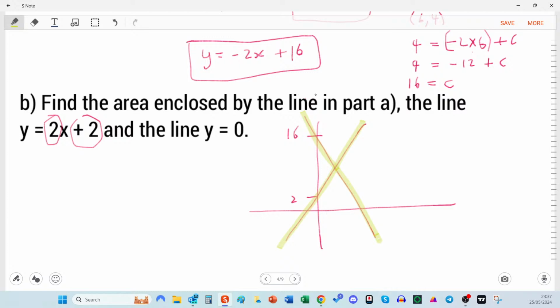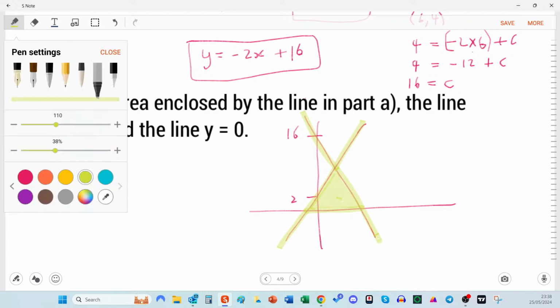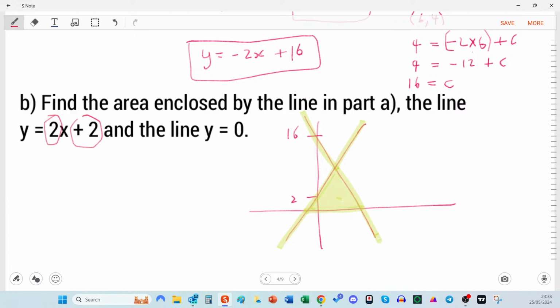So the area enclosed by these two lines and the line y equals 0. So that's weird. Essentially this here. We're looking for that area. Okay, I've never seen a question like this before, but hey, let's go with it. Let's roll with the punches. What would be really nice, think about it, it looks like a triangle.